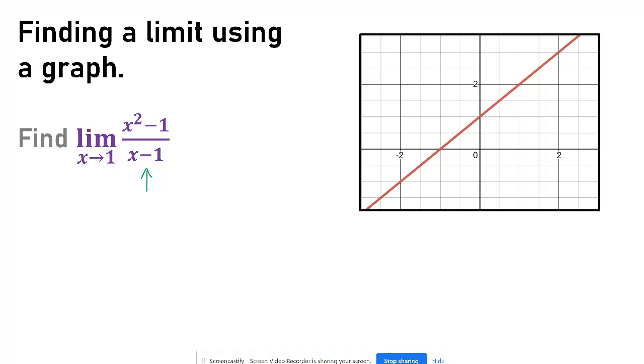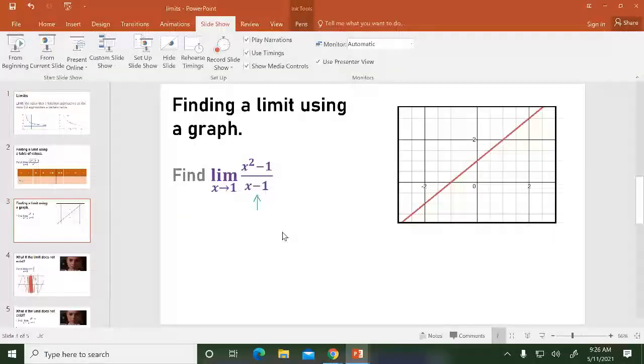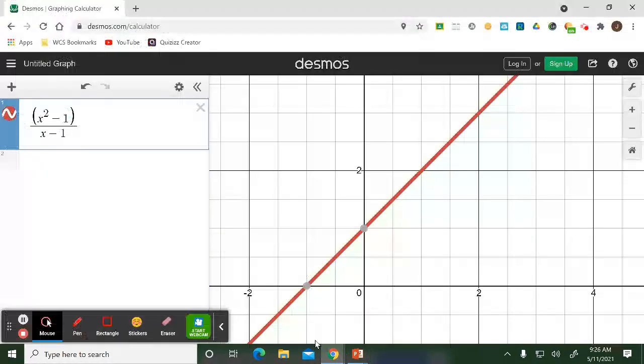So, one quick diversion here. Let me hop over to Desmos. I've got this pulled up right here. If you go where x is equal to 1, which is right here. Oh, there it went. Right there. You can see that it tells you at 1, the function is undefined.